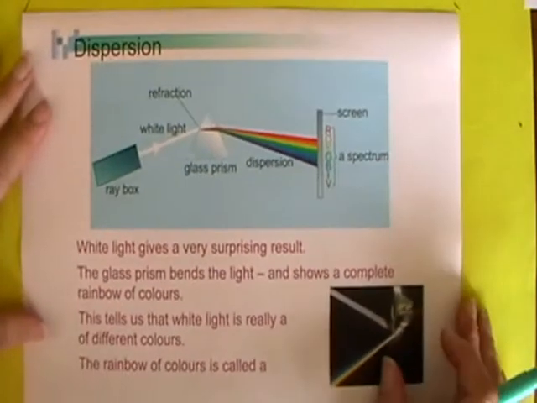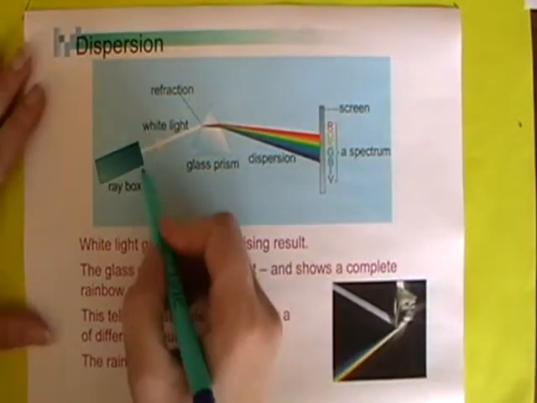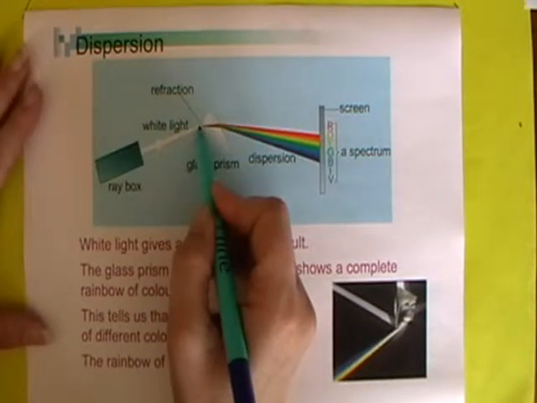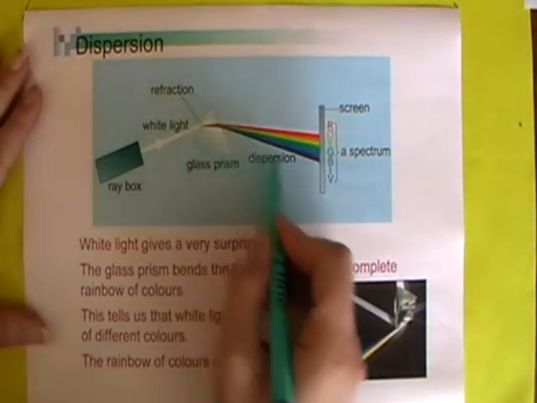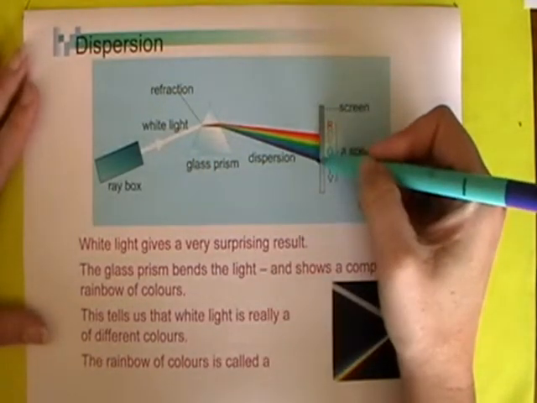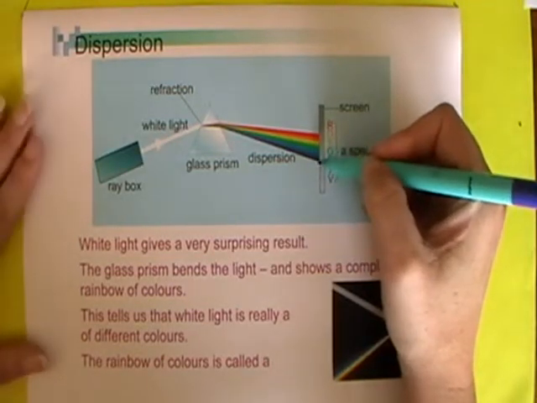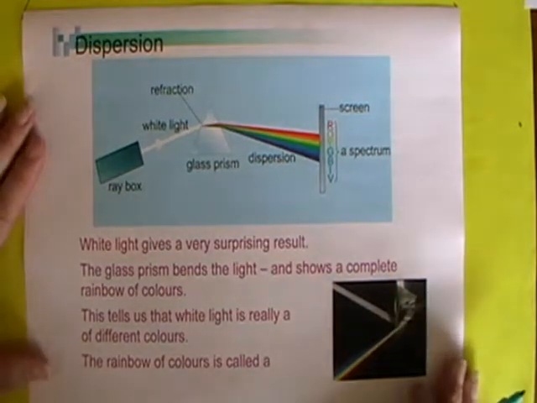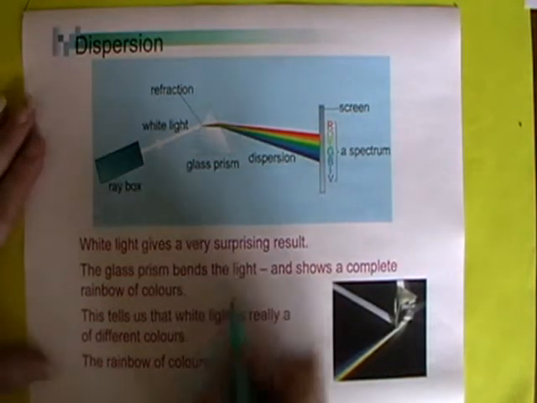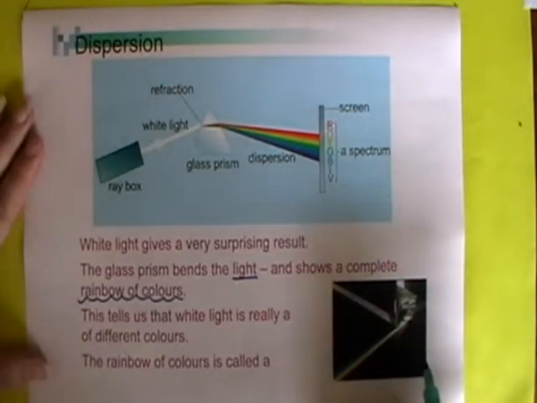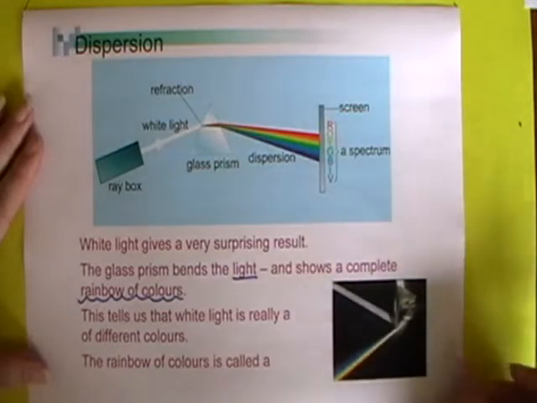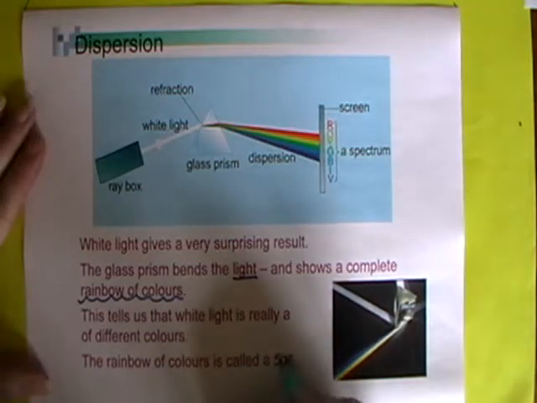When we transmit white light into this prism, in the same scenario, we have a ray box and we have a ray of white light. What happens is that the red bends the least, the violet or blue bends the most, and the other colours bend in varying degrees in between. So white light gives us this very surprising result. The glass prism bends the light and shows a complete rainbow of colours. This tells us then that white light is actually made up of a whole range of different colours. In physics, we call this rainbow of colours a spectrum.